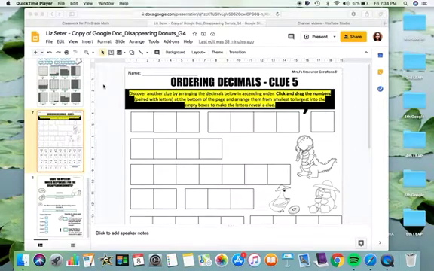Okay, seventh grade, we are back. We are good. This is part 2 of the lesson that you have starting on Monday, May 11th. I'm on clue number 5, so this is the last clue that you're going to have.